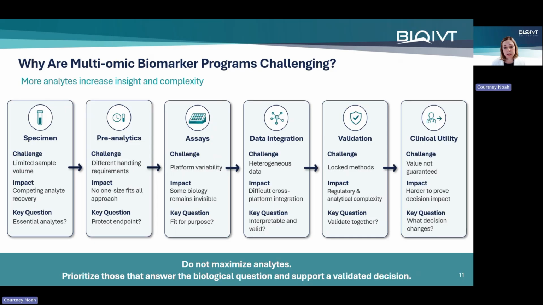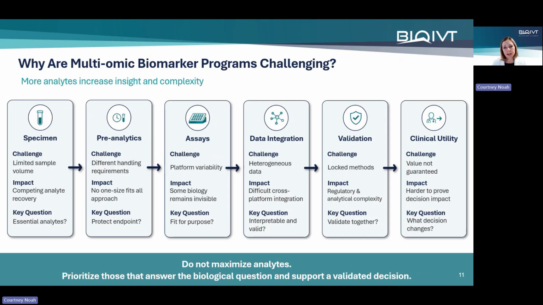Certainly, pre-analytics becomes more difficult as you're thinking about different analytes. There are typically very different handling conditions for each, and so how do you build that into your experimental design? Assay platforms can vary in performance characteristics or sensitivity profiles, and they can certainly be a source of bias. Then as you think about data integration, of course, that becomes a lot more complex, and we have very heterogeneous biological measurements that need to come all together to address that question at hand.